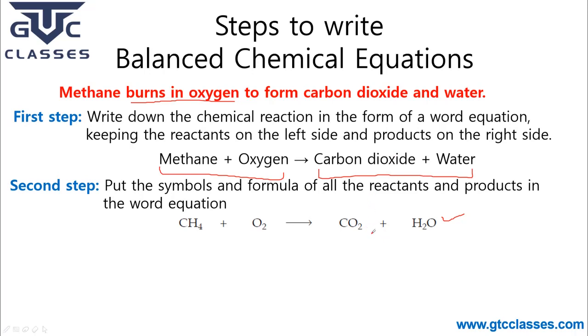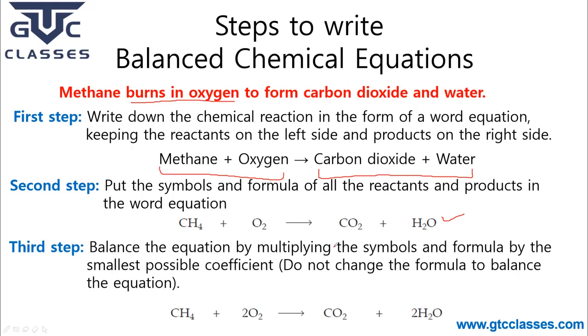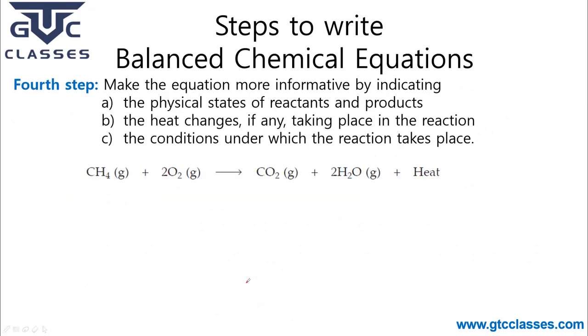Now the third step is to start balancing by any method, whether the hit and trial method, the algebraic method, or the formula method that we learned in the last video. Once we balance this, the next step is to make the equation more informative by adding the physical states, the heat changes, and the conditions under which the reaction takes place. For example, I have put gas, so all the physical states have been written. Heat means it's an exothermic reaction.